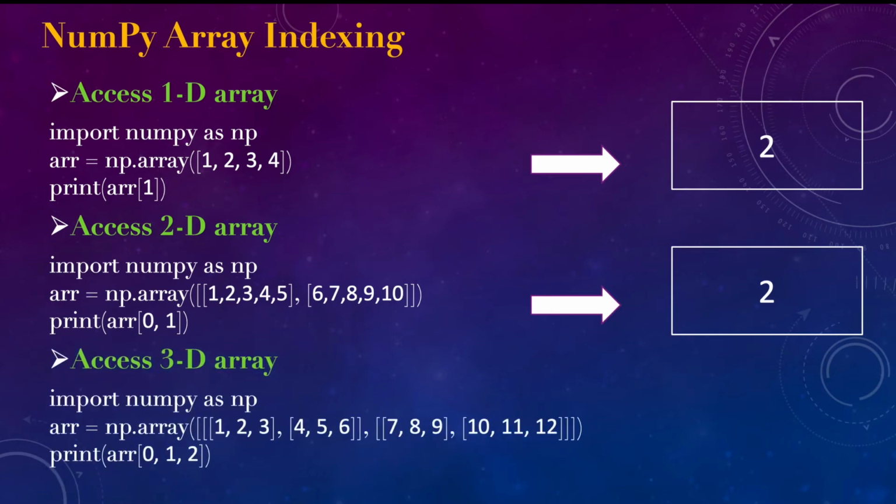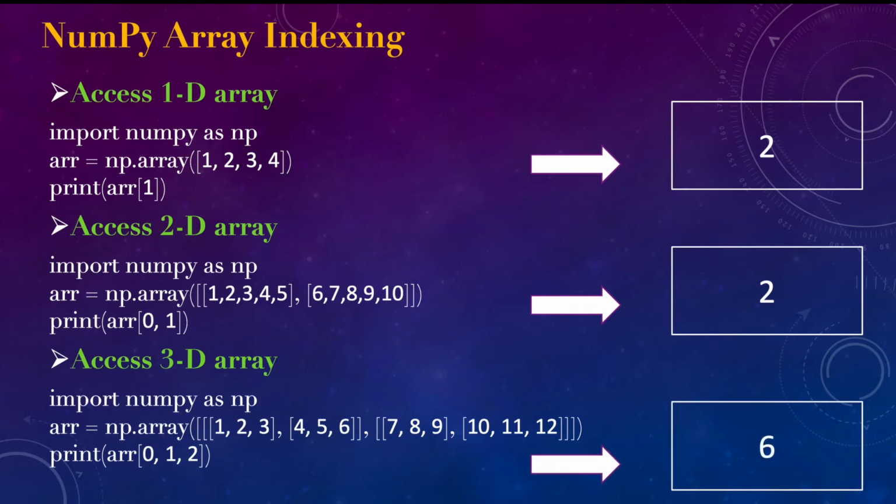Then how to access the 3D arrays? You create a 3-dimensional array, and to access any element of the 3D array, you have to pass the array name and 3 values. The first value will tell you which 2D array you have to access. The second value will tell you which 1D array within that 2D array you have to access, and the third and final value will tell you which value within that 1D array you have to access. So here in this example, array[0, 1, 2], you have to access the very first 2D array, and 1 means the second 1D array within the first 2D array and the third element in that 1D array. So this is your 6.